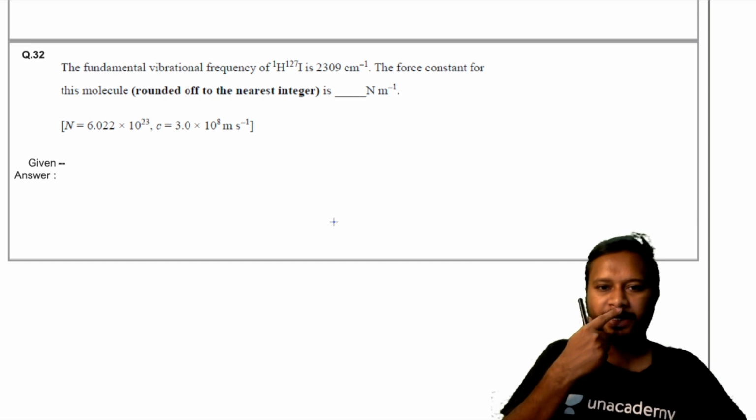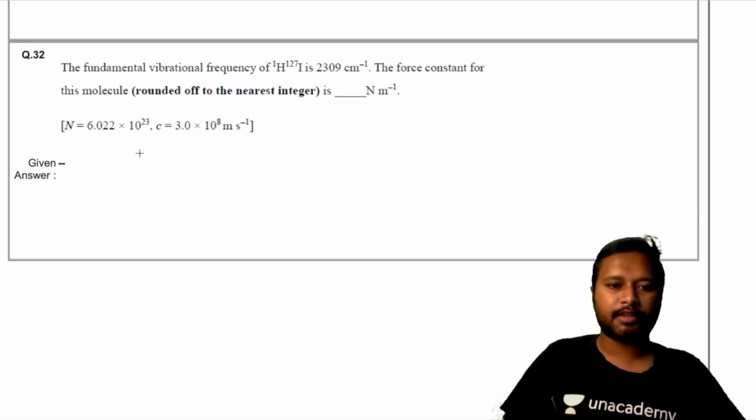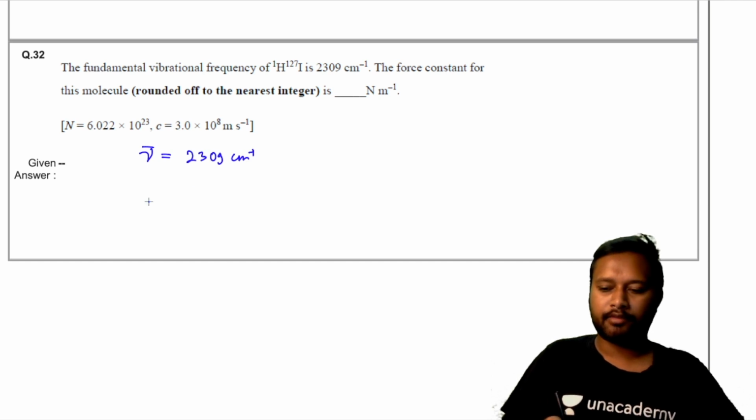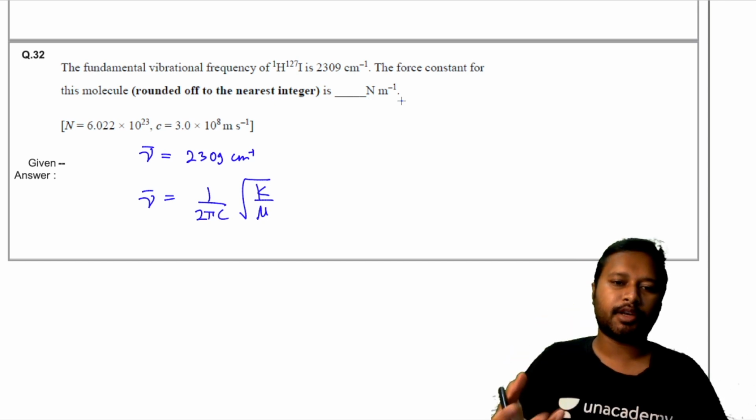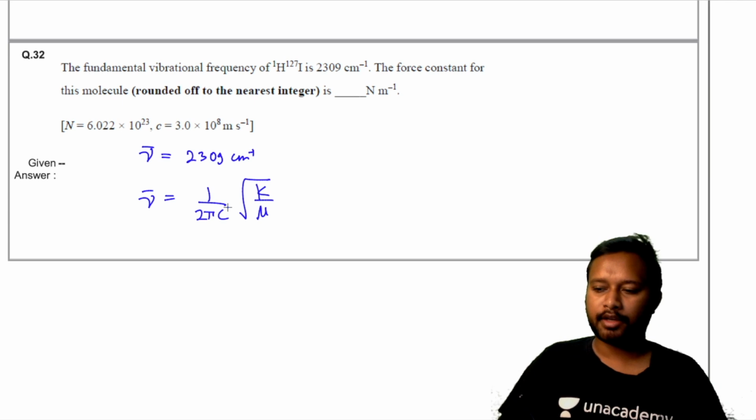Fine, so this is pretty simple. You just have to do it like this. The fundamental frequency is given to you as 2309 centimeter inverse, and you know that this equals 1 upon 2 pi c under root k upon mu. Now one thing you have to be very careful about is that the unit is in MKS. You have to put the mass in kilograms. So reduced mass has to be converted into kilograms.